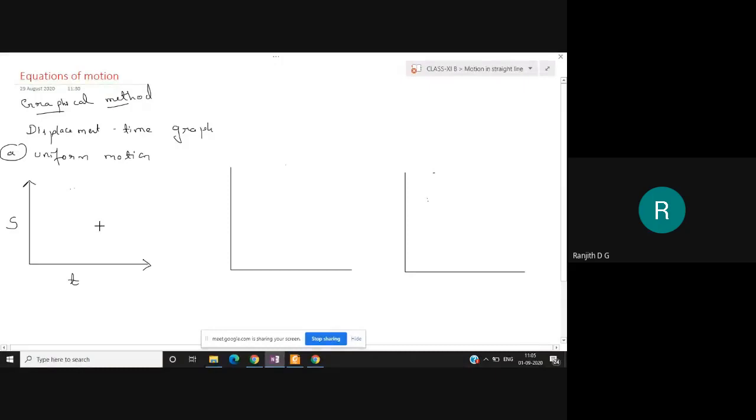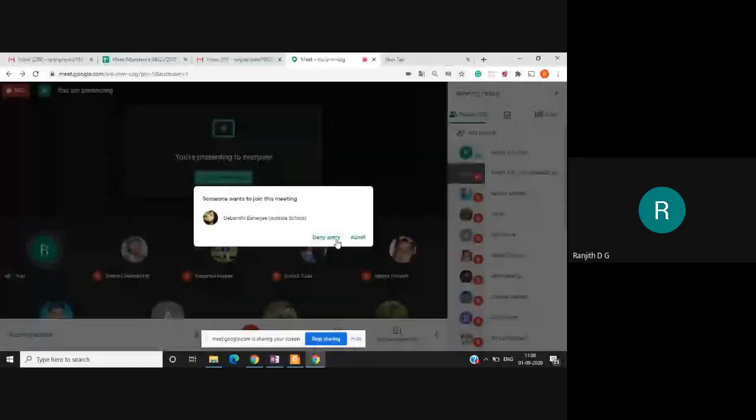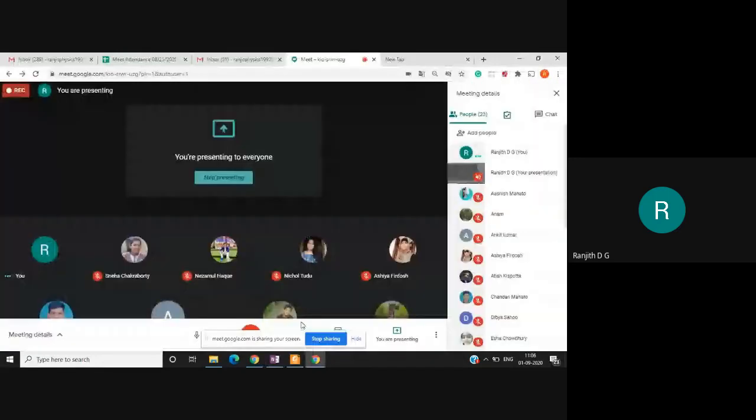No way. That is not the uniform motion. Uniform motion means linear. The object covers equal distance in equal intervals of time. So that is a linear graph, which you learned in mathematics also, right? The graph looks like this for a uniform motion.